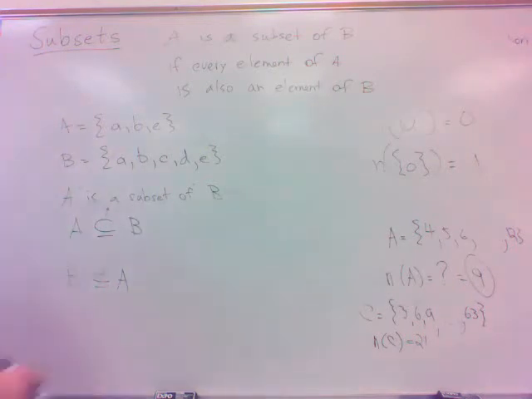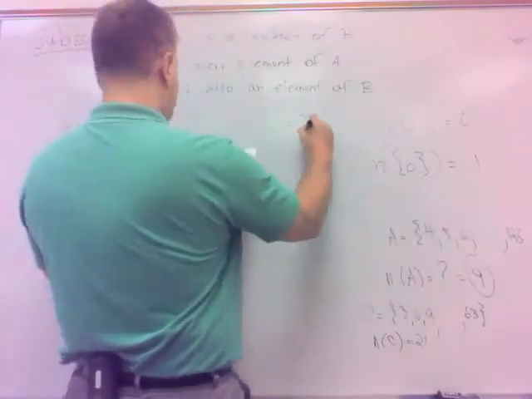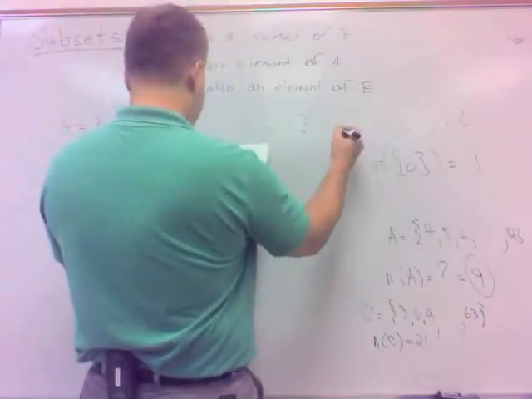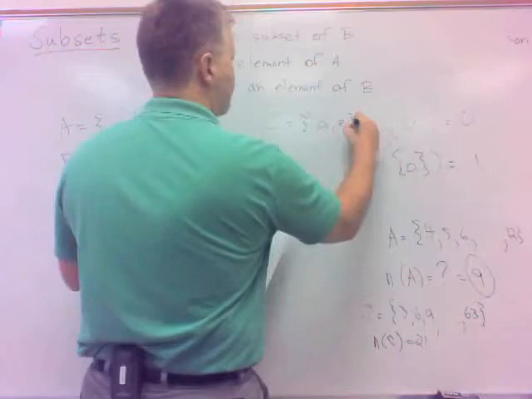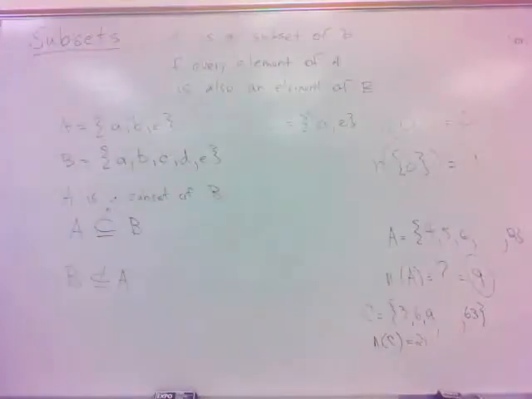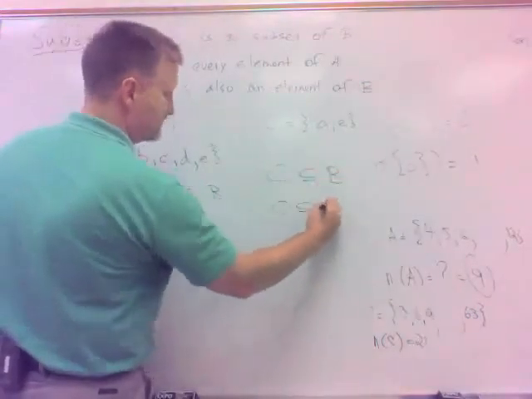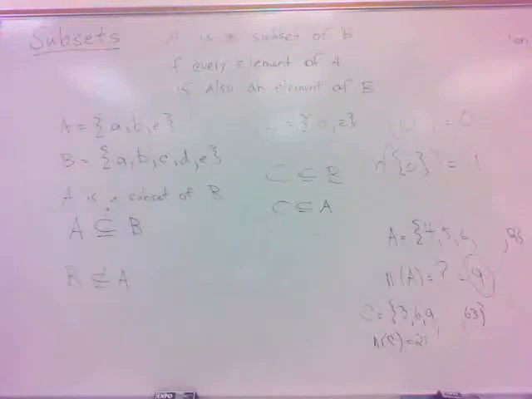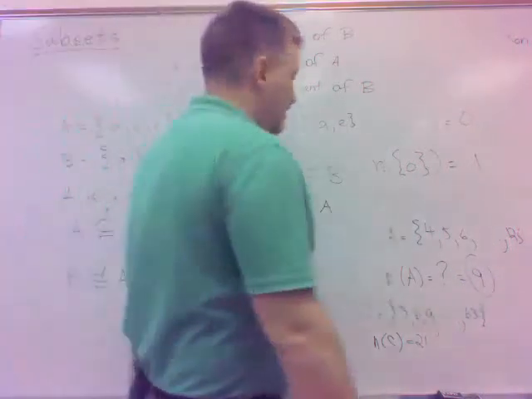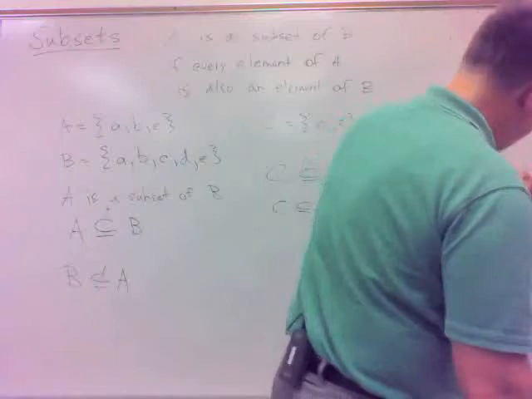Okay, now, if I throw in set C here, and set C is A and E, what can you say about that one? Subset-wise. C is a subset of B, isn't it? Is there anything else we can say? C is a subset of A, yeah. C is also a subset of A. So subsets can be subsets of more than one set. Subsets have subsets of themselves, but anyway, different things.